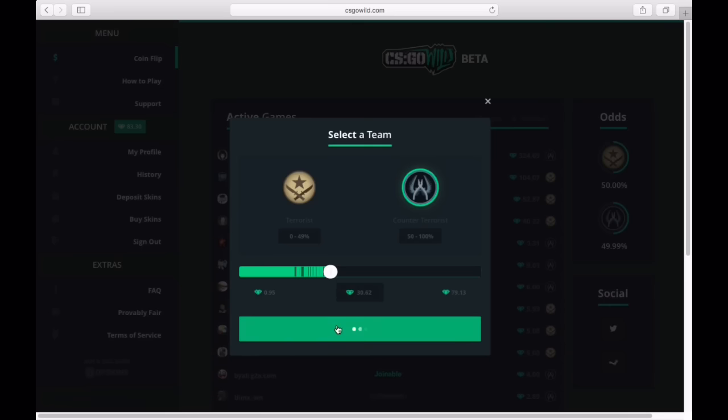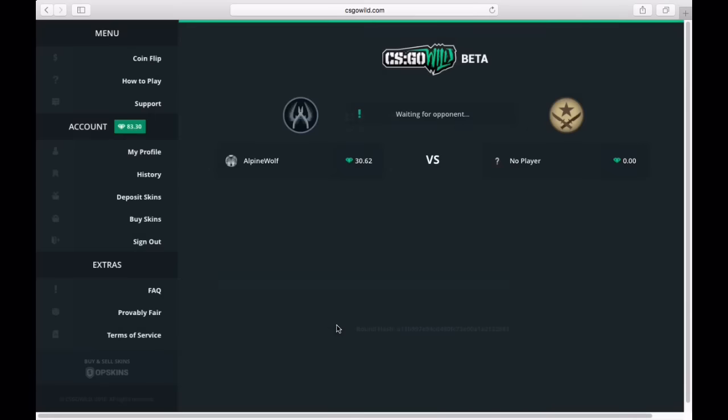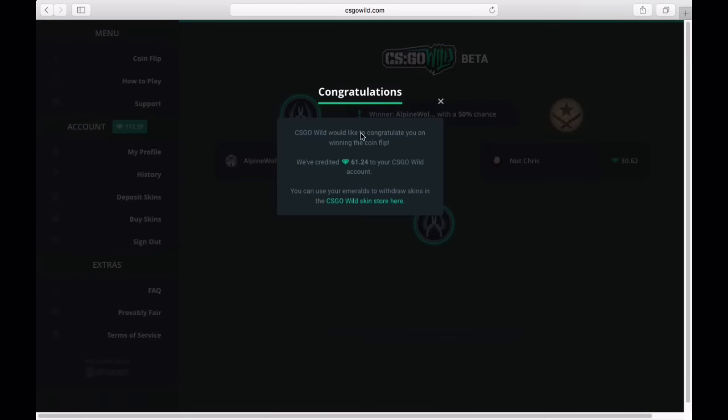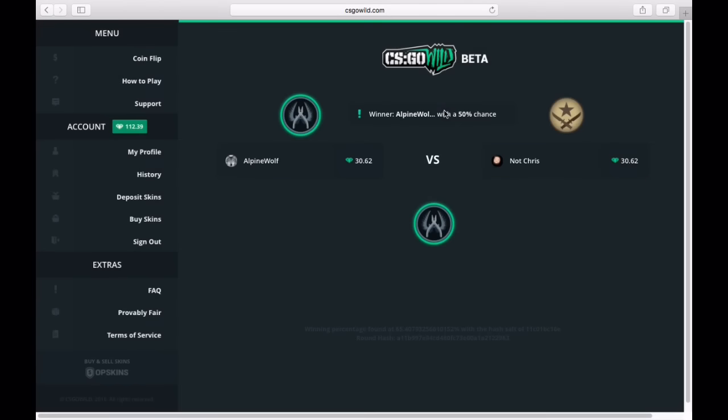But what I'm actually talking to you about today is, I found a code for CSGO Wild to get free emeralds, and I think you get about 50 cents worth of emeralds. The code was originally from a YouTuber called Luna. I'm not quite sure who he is or what he does, but that's all I know, so I'll put the code in the description, so please check that.